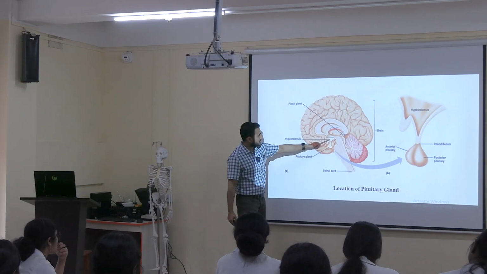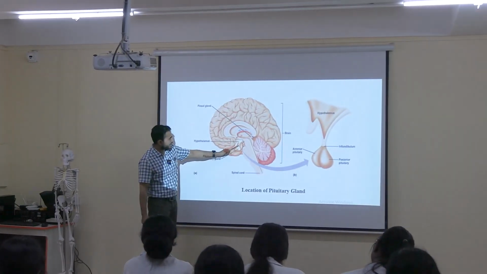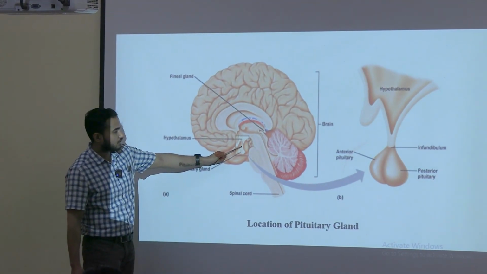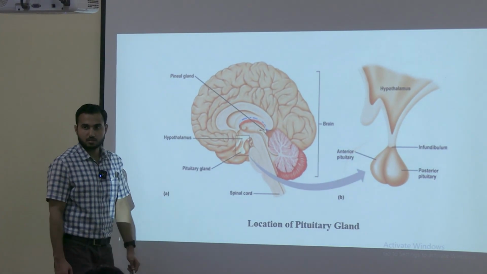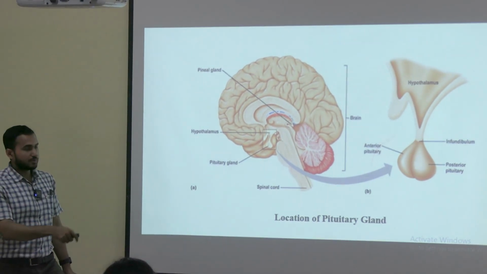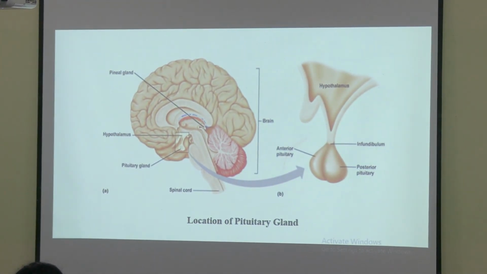See, this is the third ventricle. From the floor of the third ventricle, the pituitary gland is in hanging position, and this is the infundibular stalk, or the stalk of the pituitary gland. So I hope you can see the shape of the pituitary gland, which is oval in shape. Dimension already we have discussed.